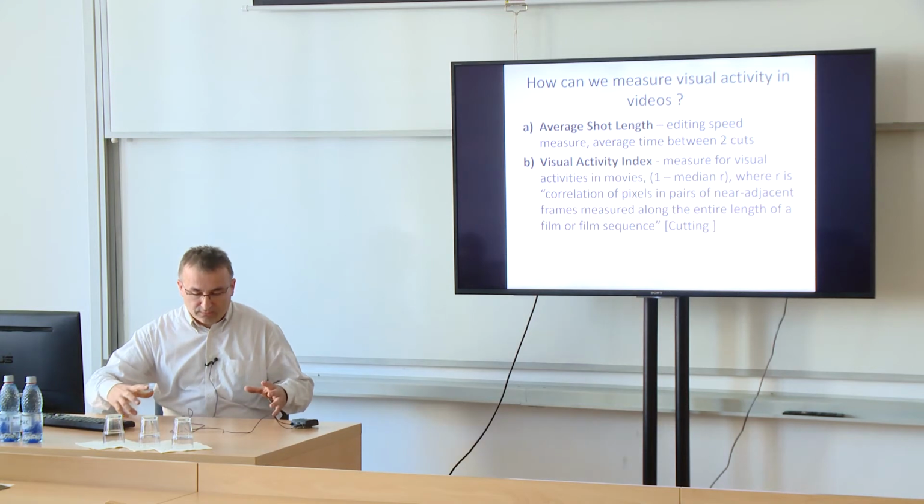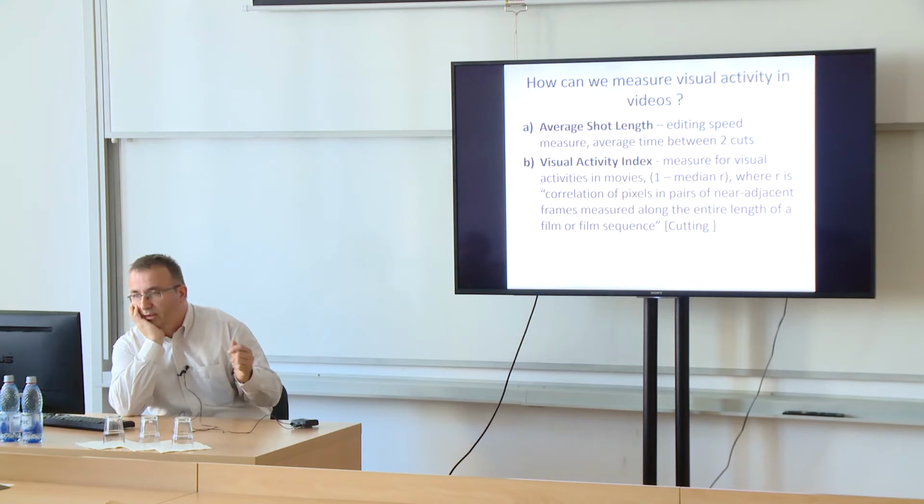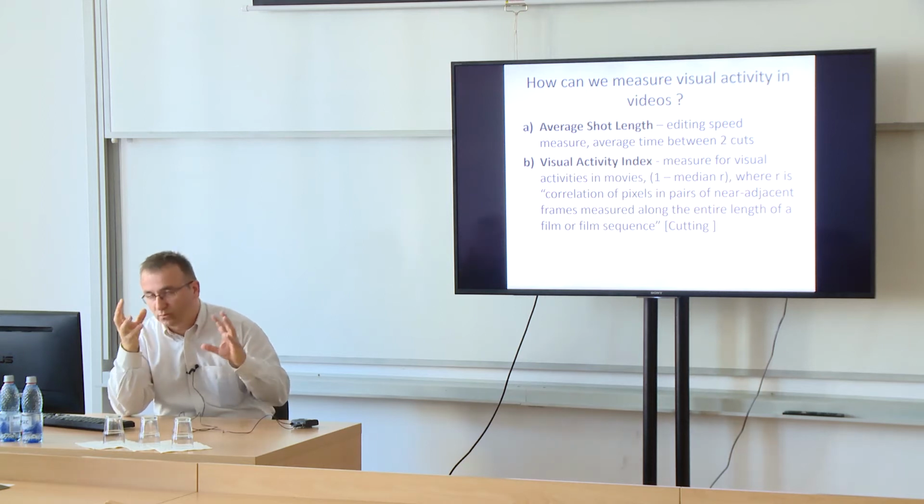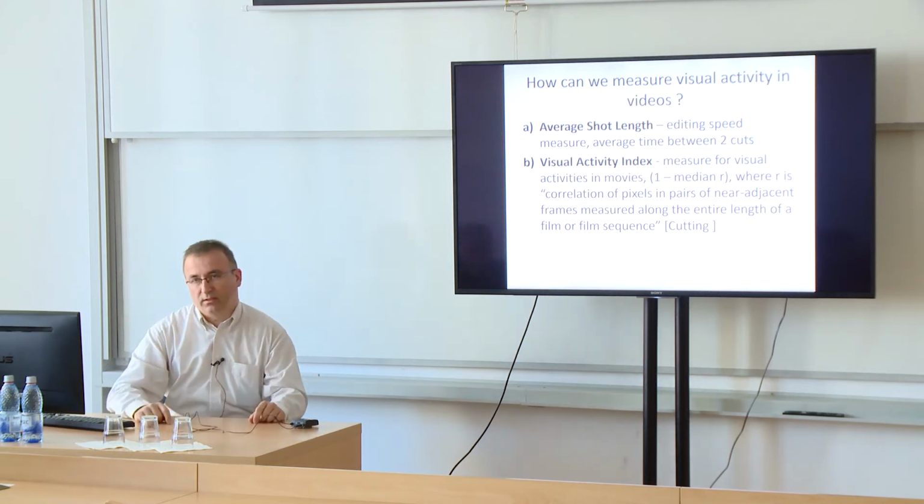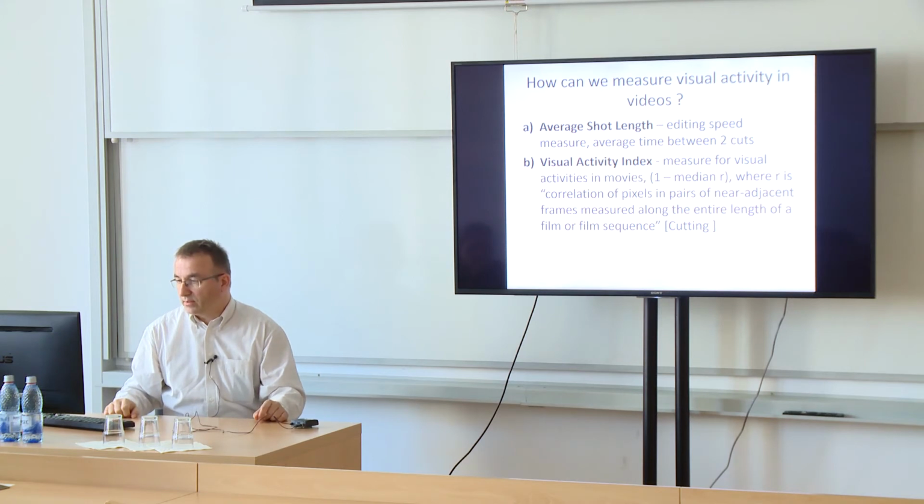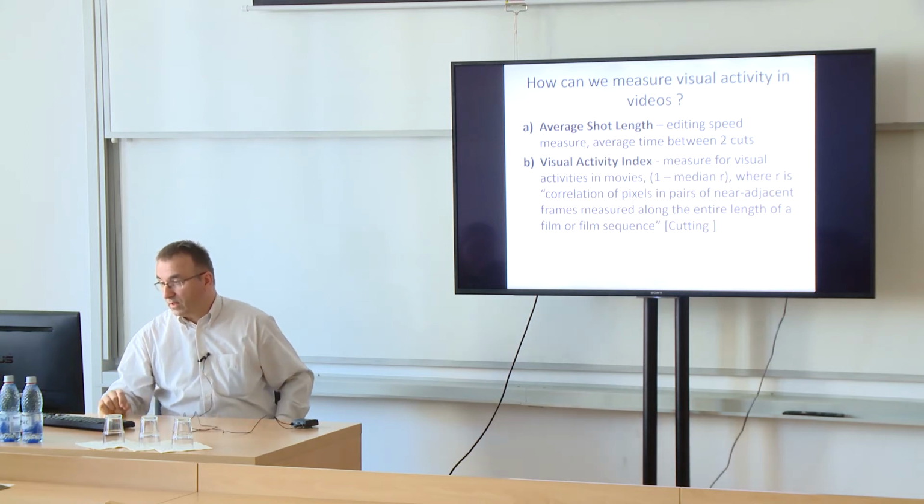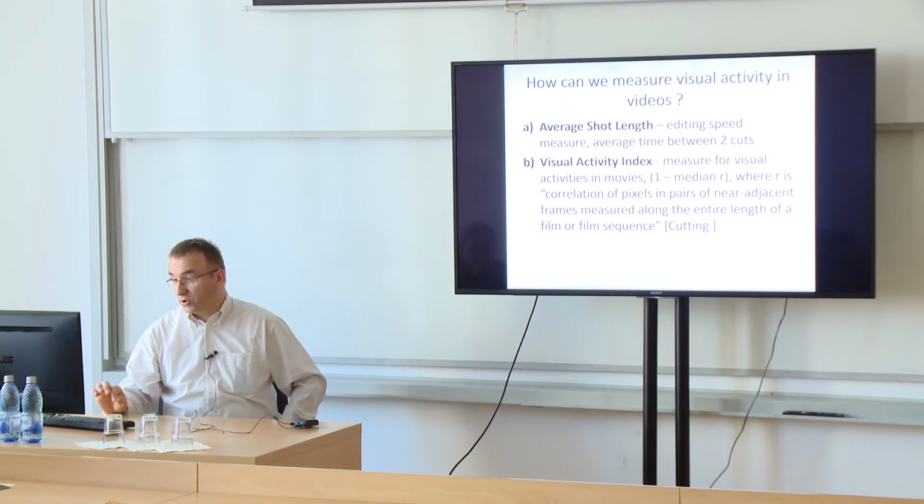I tried to find a paper about visual activity measuring, and I found two methods. The first method is average shot length. It's an editing speed measure, not visual activity, but you will see. Average shot length is falling year by year. And the second one is the visual activity index. It's a new measure, about 7-8 years old, from Mr. Cutting from the University of Indiana, a measure of visual activity in movies.